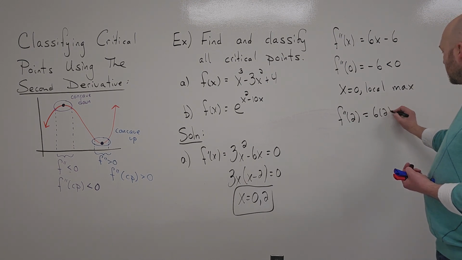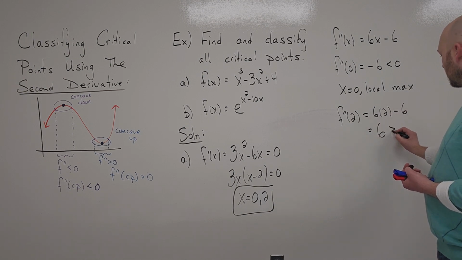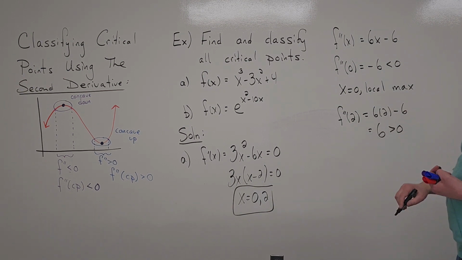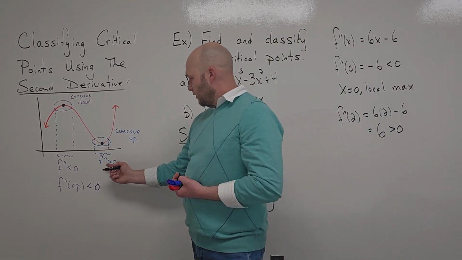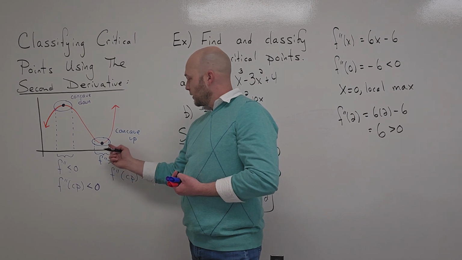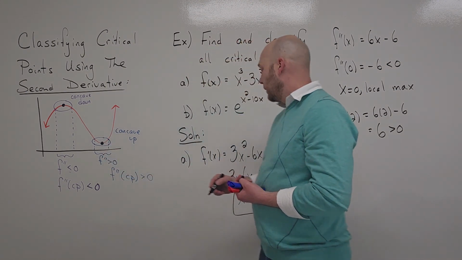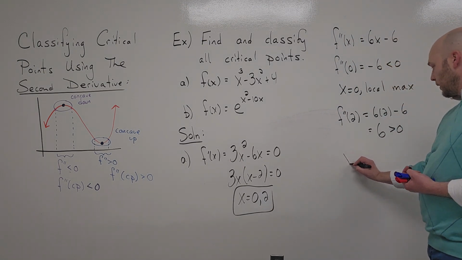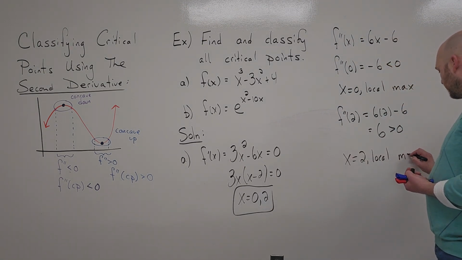6 times 2 minus 6, so 12 minus 6, which would be 6, which of course is positive. The second derivative is positive. That means, so second derivative positive on my diagram here shows me that the graph is concave up, and therefore I have a local minimum. So x equal to 2 is a local minimum.